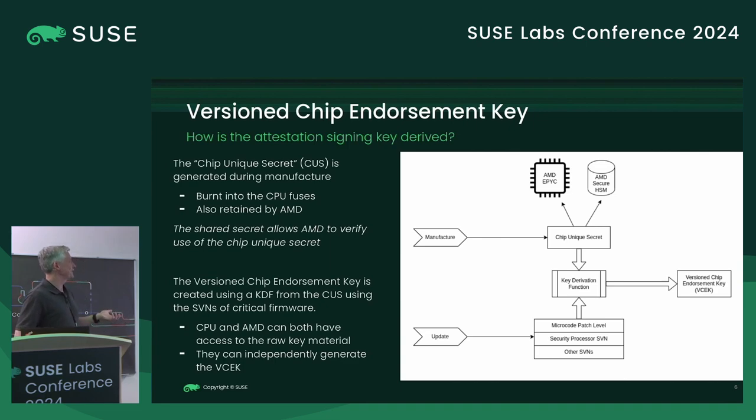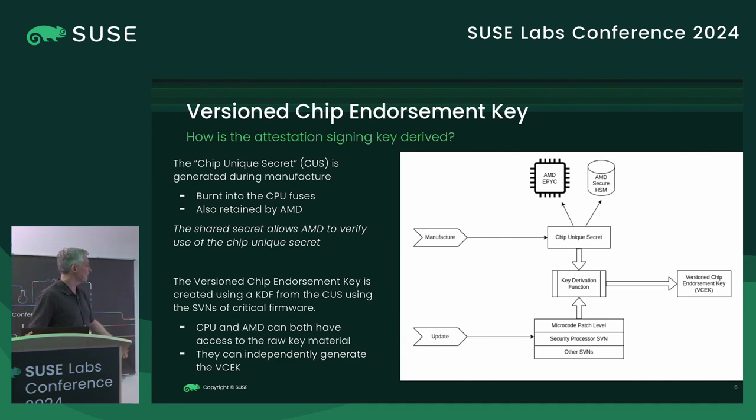A chip unique secret is provisioned and then burnt into the cryptographic fuses on the silicon itself. And also, AMD has a copy of that chip unique secret. Now this is used for verifying attestation reports. So that's what AMD basically has the secret information for here. We don't actually use that chip unique secret directly to sign the attestation report. We use a key that's derived from that.